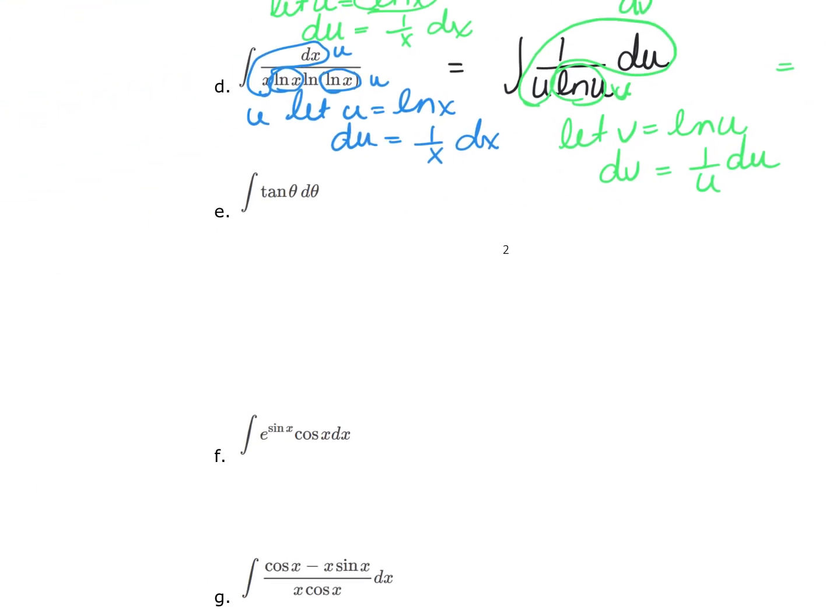Oh, tangent. Tangent. I can write tangent as the sine of theta over the cosine of theta d theta. Then I can say let u equal the cosine of theta.